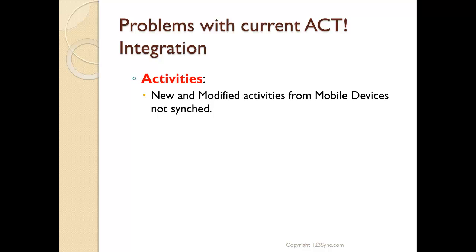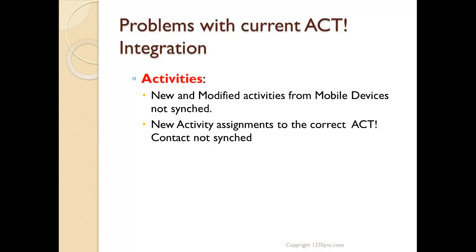If you modify an activity on the mobile device, those modifications in general do not make it back into ACT. So if you assign an activity to a user, like on the iPhones, which allow you to do that, they don't make it into ACT, or they get assigned to My Record. So now you're out in the field for 2 days. You've created 20 appointments, and you come back, and all the appointments are assigned to My Record. Well, that's not correct. They should be assigned to the correct contacts in ACT.